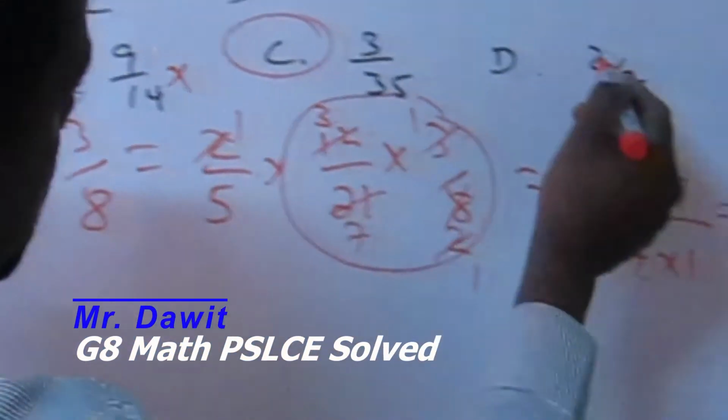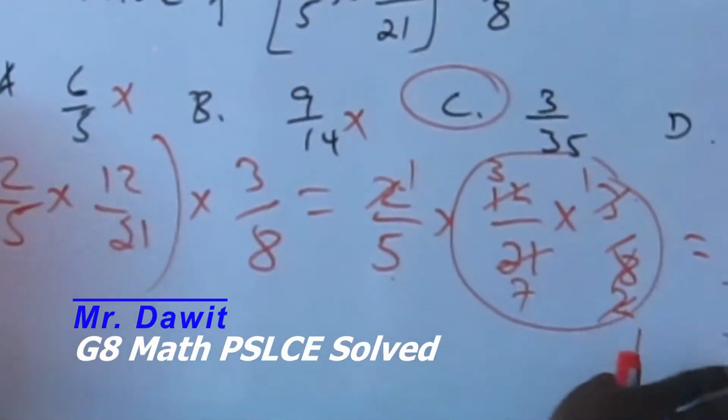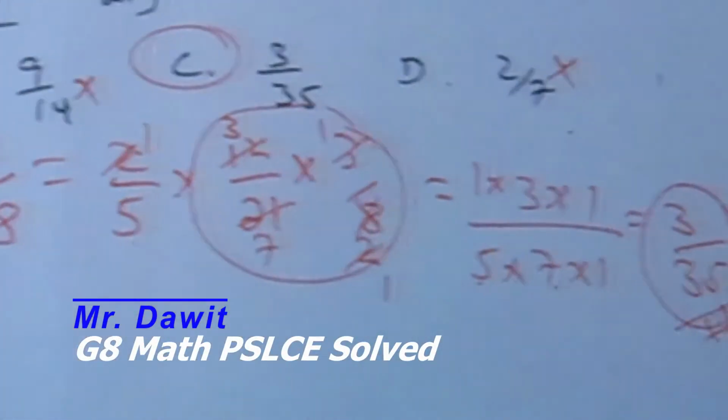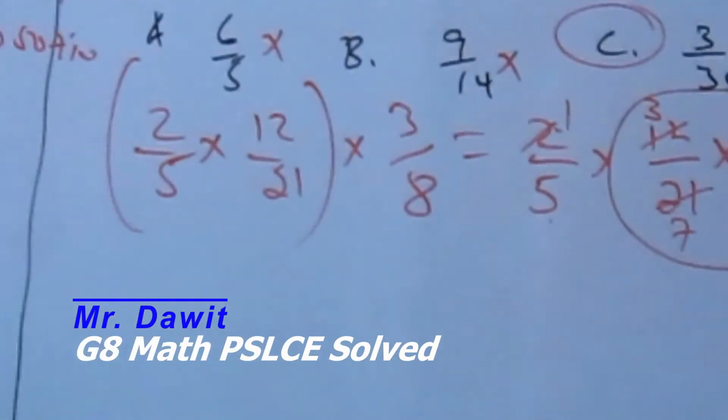C says 3 over 35, and the final one is 2 over 7. This cannot be the answer. So this is how you can solve the questions regarding such kind of multiplication of fractions. We'll continue.